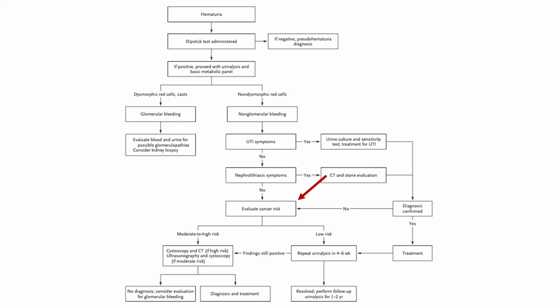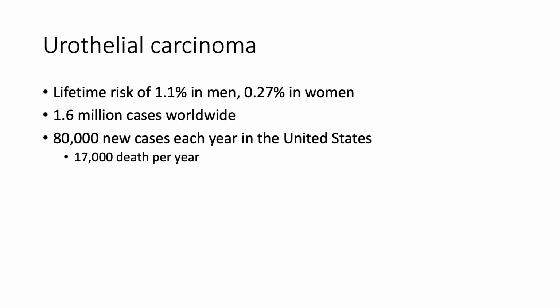All right, so if you've evaluated your patient with non-glomerular bleeding for UTI and kidney stones and they don't have any signs of either of those, you do need to worry about cancer. Urothelial carcinoma, overall lifetime risk is low, 1.1% in men, 0.27% in women. But worldwide, there's 1.6 million cases, and there's about 80,000 new cases a year in the US, 17,000 deaths per year.